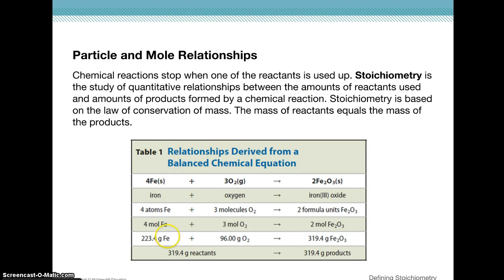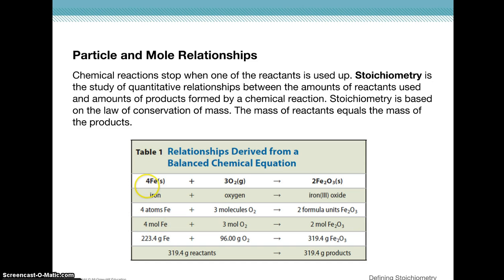As you can see here, we have this balanced equation where 4 Fe plus 3 O2 yields 2 Fe2O3. If we look at that in terms of atoms, that's 4 iron atoms, 3 molecules of O2, and 2 formula units of Fe2O3. It's balanced, right? We have 4 Fe's and 6 O's on both sides. That also applies to moles.